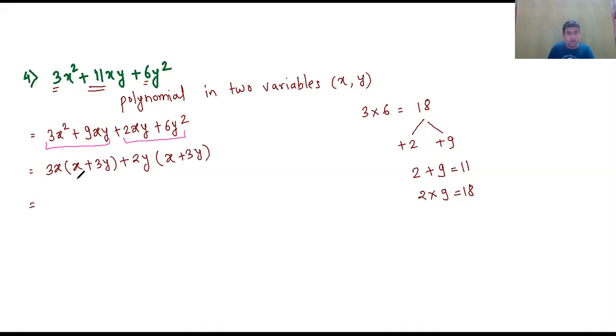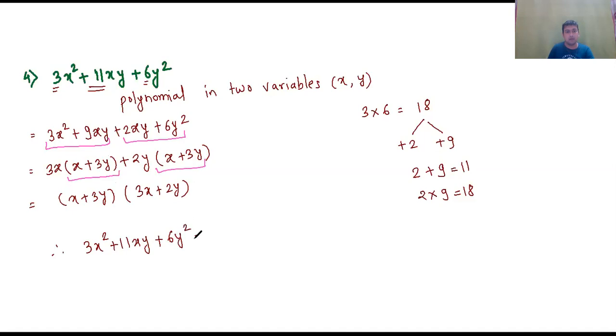Right? Again these two terms are common. See, I can take the common x plus 3y. So x plus 3y, and in the bracket it will be 3x plus 2y. Therefore we can write 3x square plus 11xy plus 6y square is equal to x plus 3y in bracket 3x plus 2y. This will be your answer. Note that while solving the problem, you have to write all this on the right hand side of your page. As it is, you have to write down.